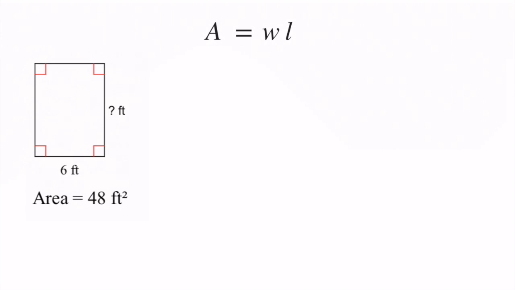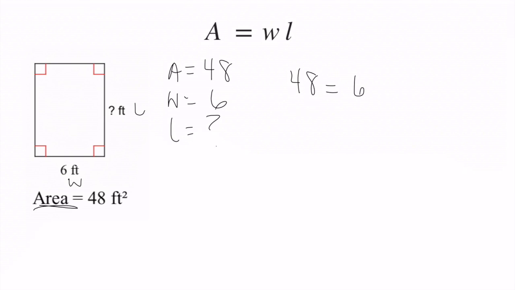So, for example, in this one, we have the area and we have the length or the width. Say this is the width, but we don't know the length. So if I have my area of 48, my width of 6, and a question mark for L, I'm going to plug them all into this equation. So I have 48 equals 6L, because we don't know what L is.